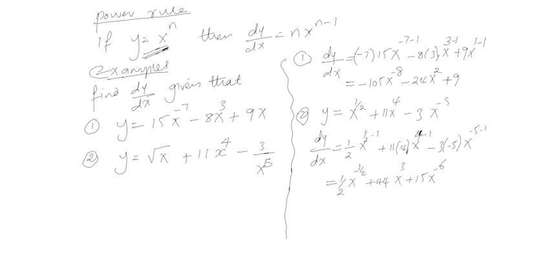Now if you want to write it in the form that it was given, this x should have a square root, so the square root goes to the denominator. So this will be 1 over 2x power a half. x power a half is the same as the square root of x, plus 44x power 3 plus 15. If I want this x to have a positive power, then it should go to the denominator, x with a power 6. And this is the final answer for that question.